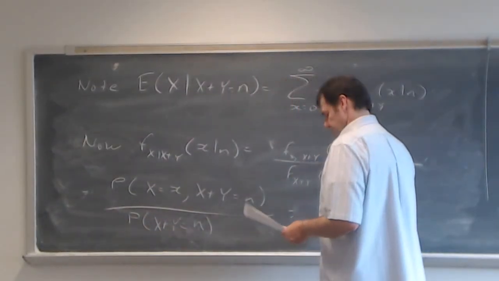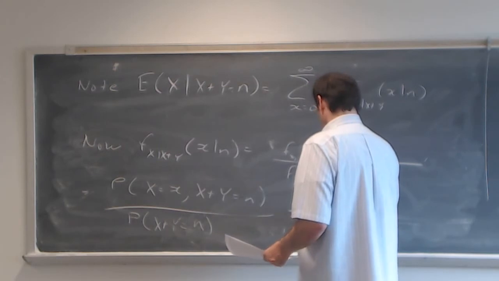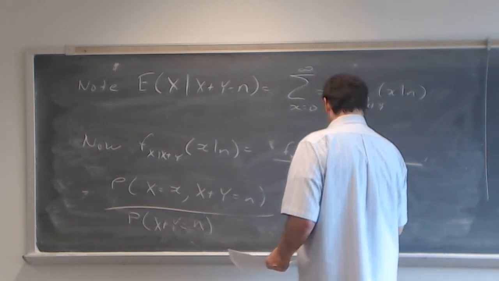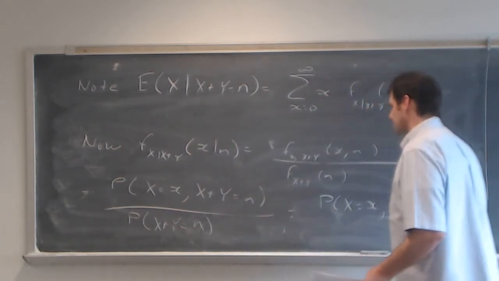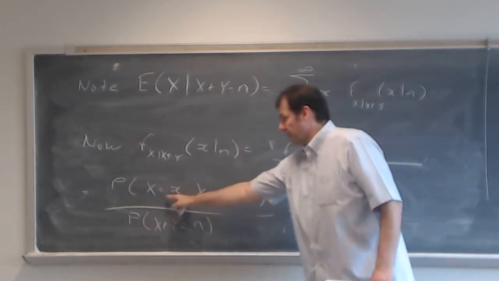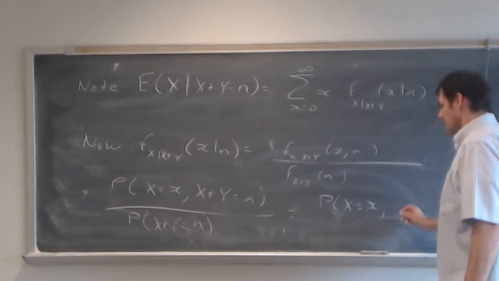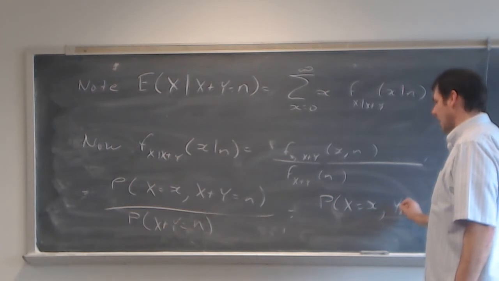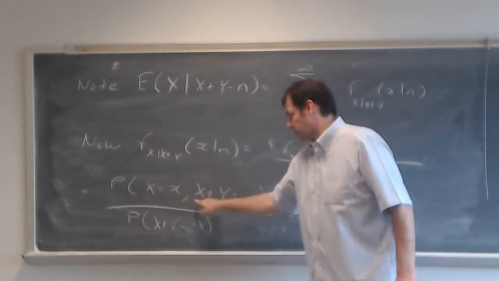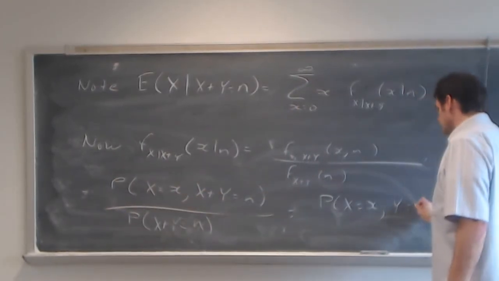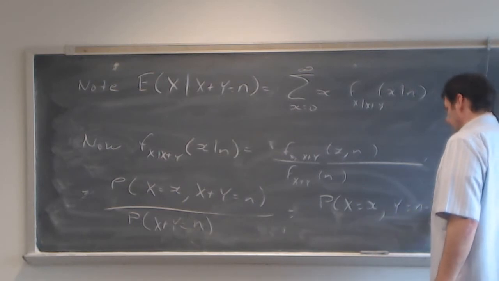Now, here, the top is the same thing as the probability that X is equal to x, and if we think about this second condition, with big X equal to little x, this is the same thing as Y, since big X has to also equal little x. The Y has to equal n minus little x.